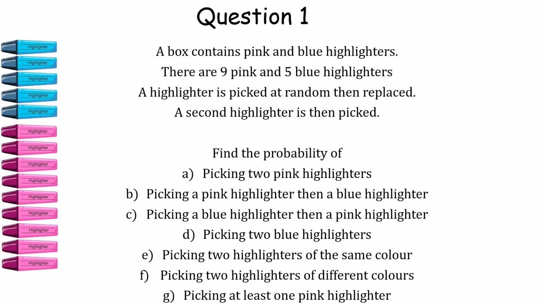A box contains pink and blue highlighters. There are 9 pink and 5 blue highlighters. A highlighter is picked at random, then replaced. A second highlighter is then picked. Find the probability of picking 2 pink highlighters, picking a pink highlighter then a blue highlighter, picking a blue highlighter then a pink highlighter, picking 2 blue highlighters, picking 2 highlighters of the same colour, picking 2 highlighters of different colours, and picking at least 1 pink highlighter.